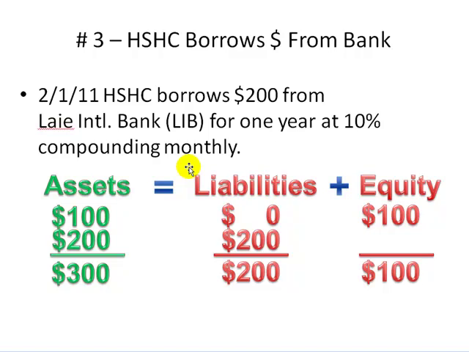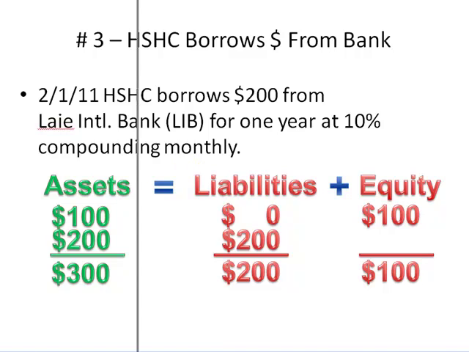After this transaction, total assets should be $300 because we brought in $200 of cash, and our liability should be $200, and our equity should be $100. The liability of $200 represents the borrowing of this 1 year loan. The equity is the initial capital contributions from the father and Spencer.